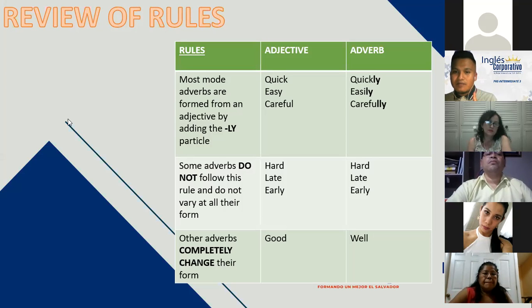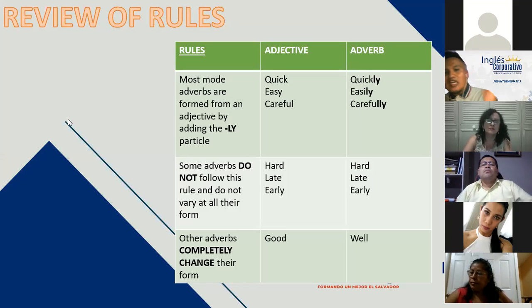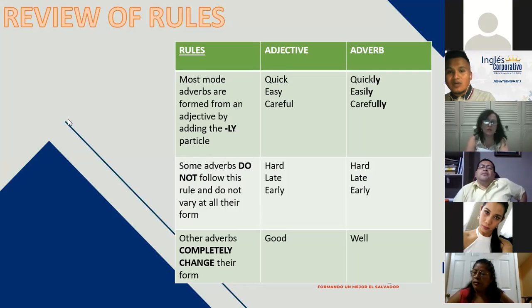We have some examples over there. We have the adjective quick, that when we add the L-Y, it becomes an adverb, and it will be quickly. The next one is easy, that we change the letter Y and we add L-Y and it will be easily. So for an adjective, we can change it to an adverb the easy way, just adding L-Y at the end. We have careful, that if we add L and Y will be carefully. Y automáticamente, that will be an adverb. Simple as that. La mayoría de los adverbios se van a formar así. So this is the main rule.